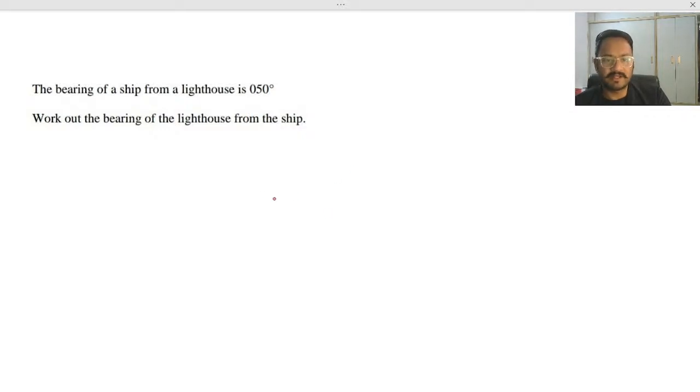Okay. So basically what they're saying is, let's assume this is a lighthouse. I'm writing LH, lighthouse, and I'm making north here. Now here, by using the protractor, you need to make an angle of 50 degrees. Suppose the angle of 50 degrees is like this. Done. This is the angle of 50 degrees, and this is the ship.